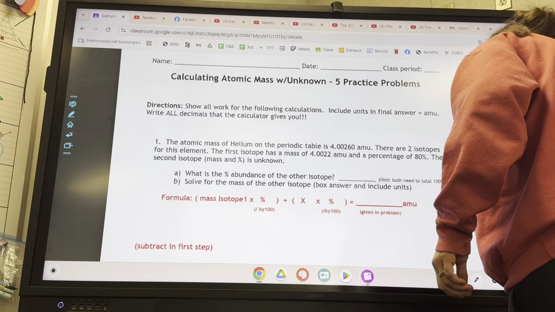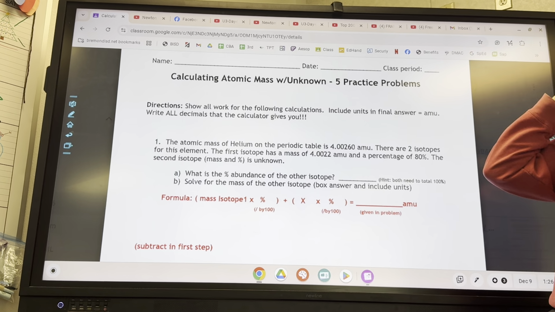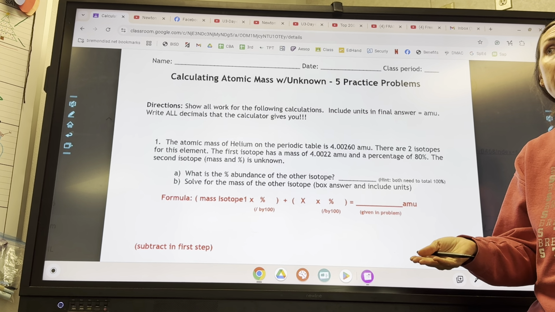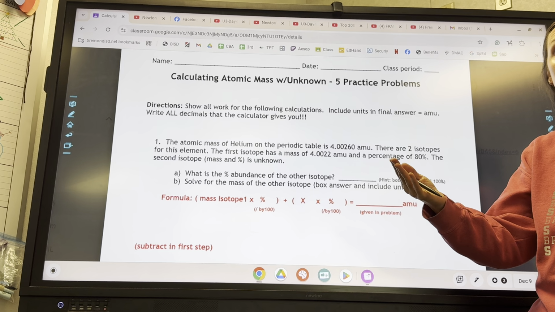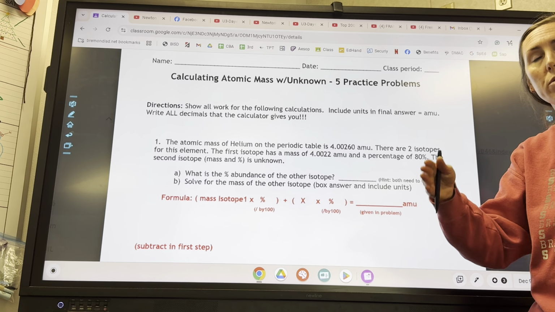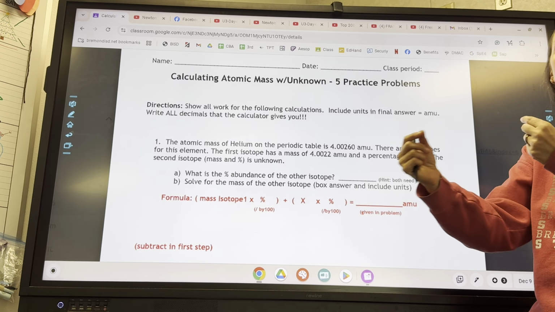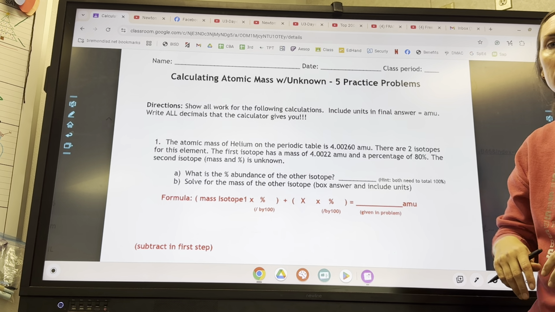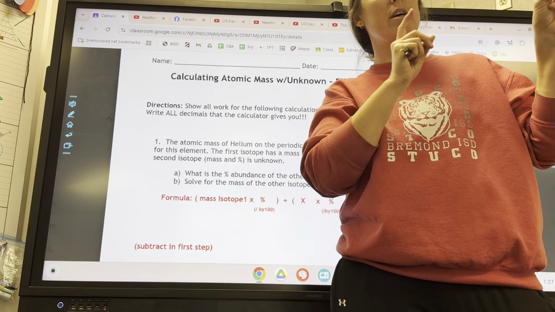Okay, guys, so last week they would give us the masses of the two isotopes and the percentages, and then we just had to turn the percentages into decimals, swoop them over twice, multiply it, add those, and we got the atomic masses that we see on the periodic table.